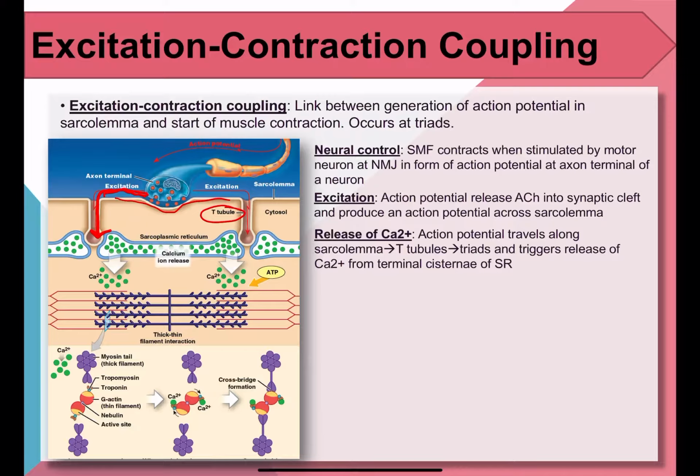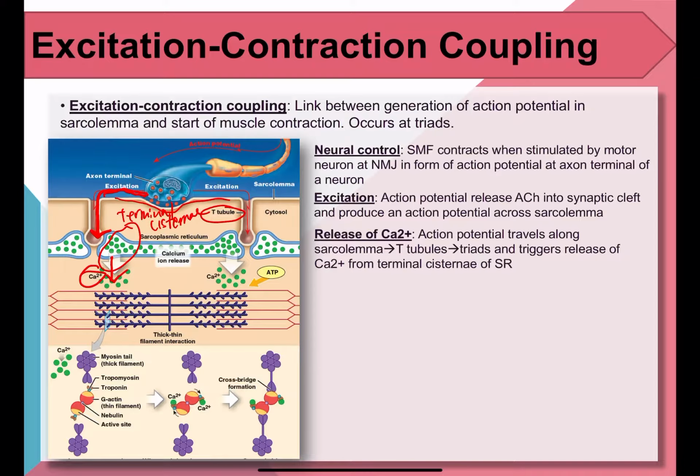Okay, so again, you have the neuron axon terminal, ACh release into the synaptic cleft, activating an action potential of the sarcolemma, which then travels down the T-tubule. From the T-tubule, that's what's going to activate this part, which is the terminal cisternae of the sarcoplasmic reticulum, releasing calcium ions into the sarcoplasm, okay?